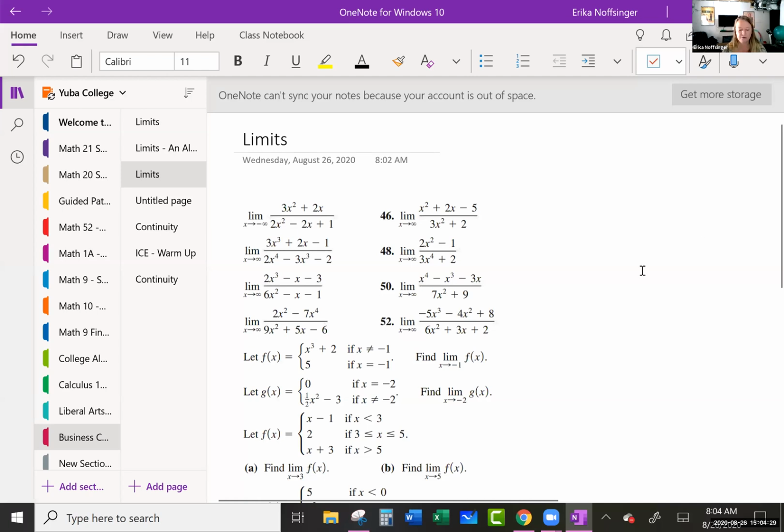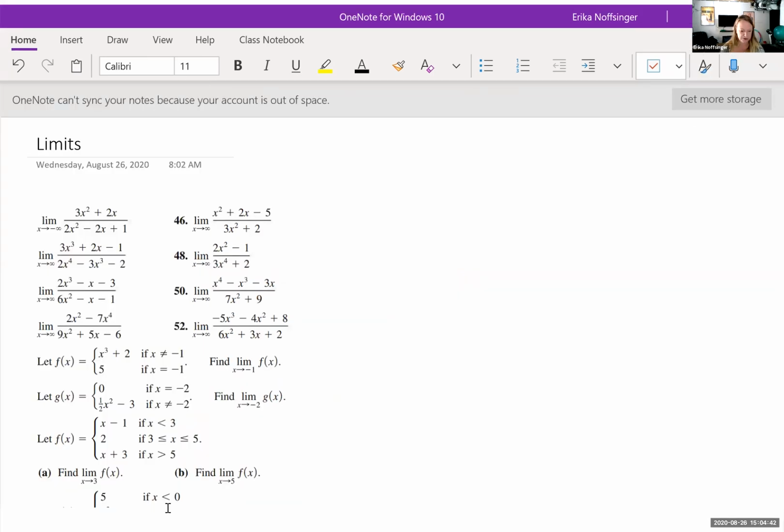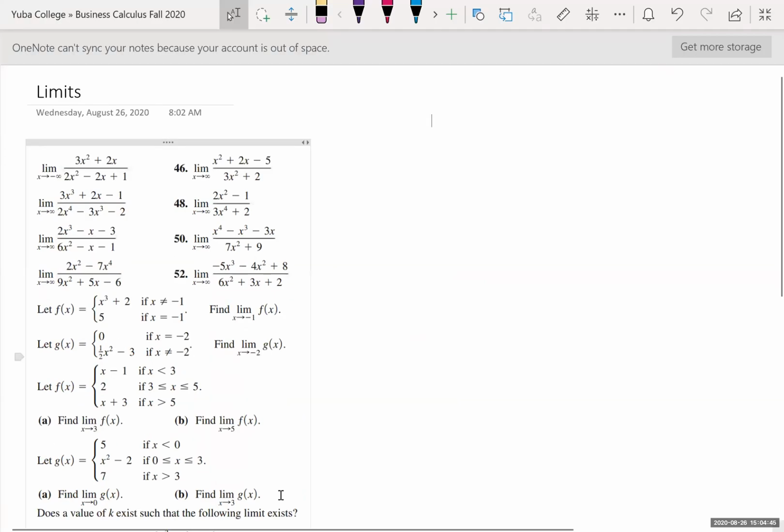We also looked at forms when you're doing it algebraically, maybe getting an indeterminate form where you get 0 over 0. So we're just going to go over some more problems of this, and maybe look at some of these piecewise functions down in here and these examples that I had pulled. Okay.